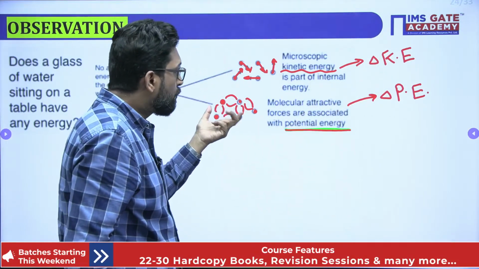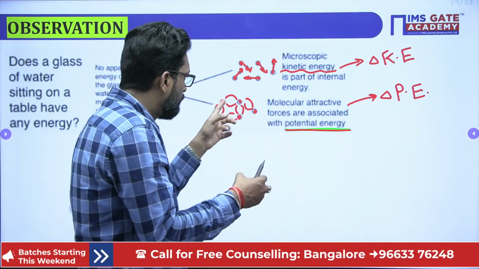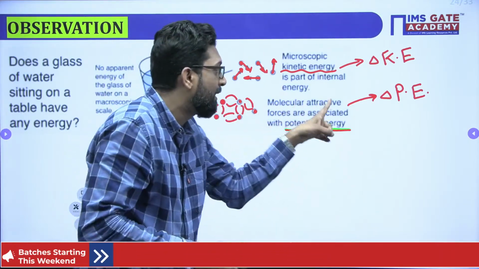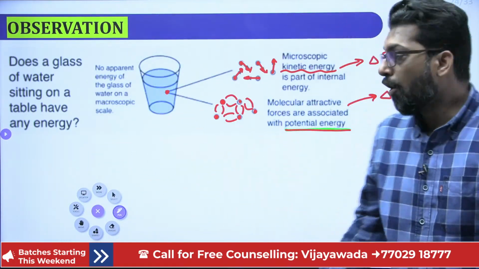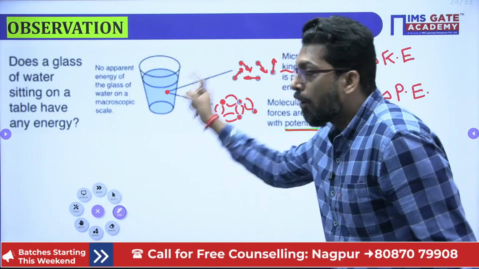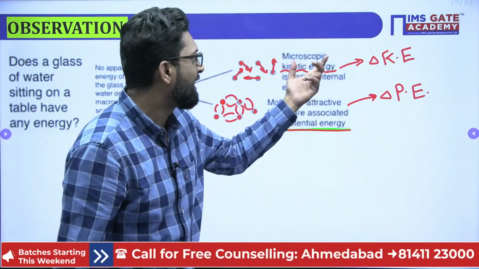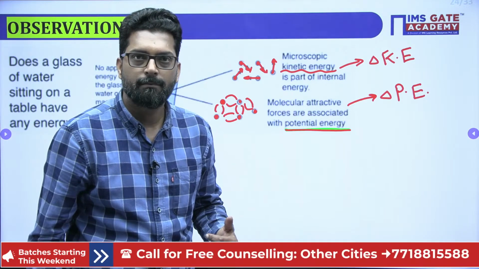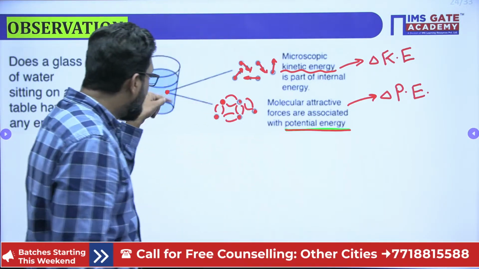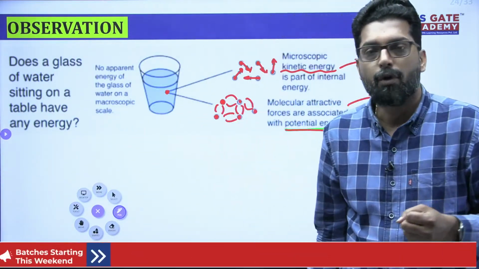And molecules have a bond themselves. Due to that bond, the molecules attract by the cohesive force. That will measure the potential energy. So at a microscopic level, a glass of water has two statuses. One is the kinetic energy, the other is the potential energy. And it has a temperature, so it has an internal energy.